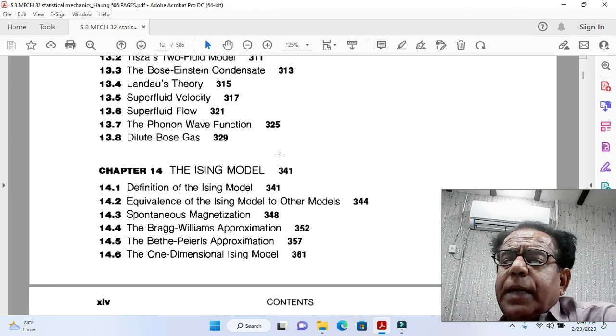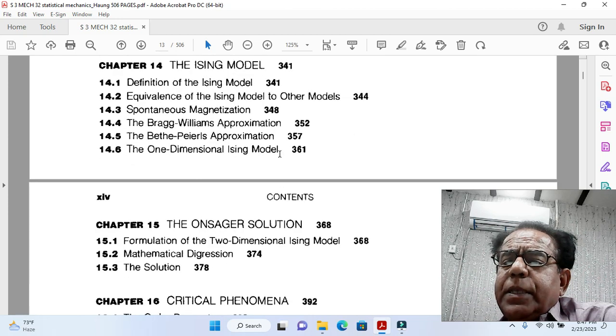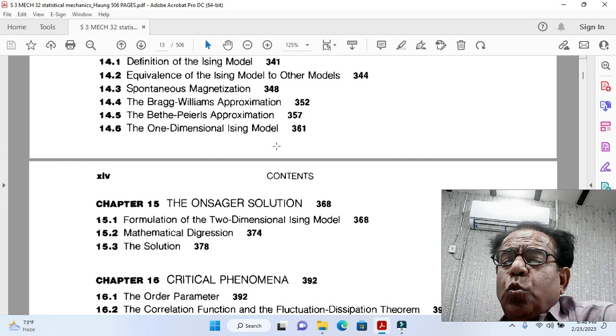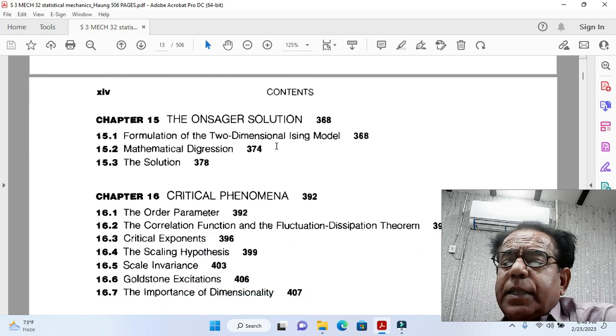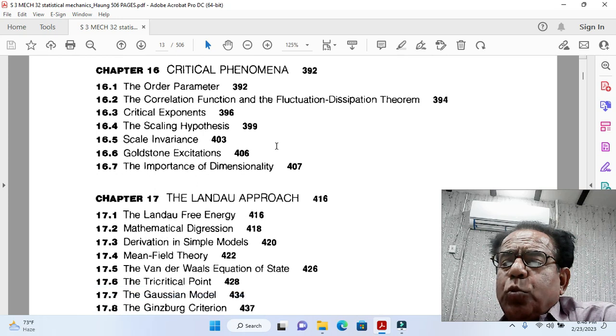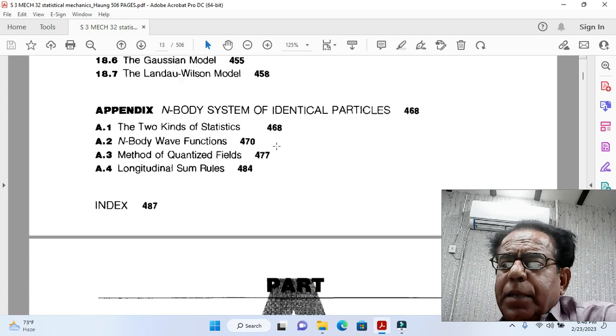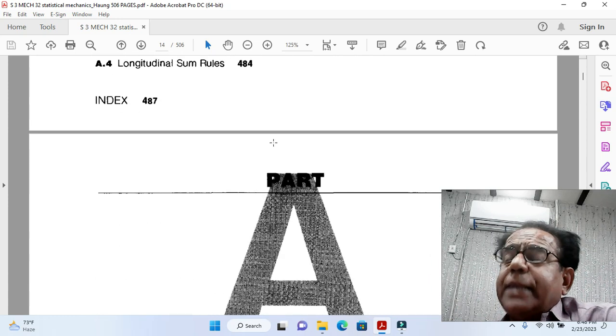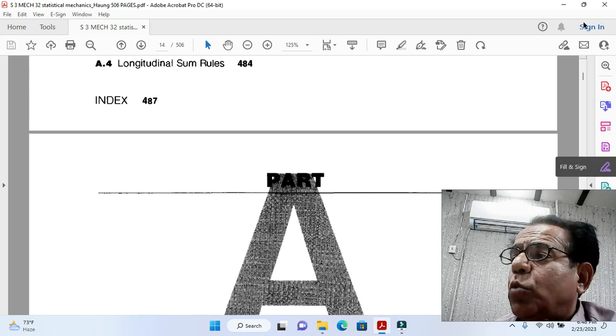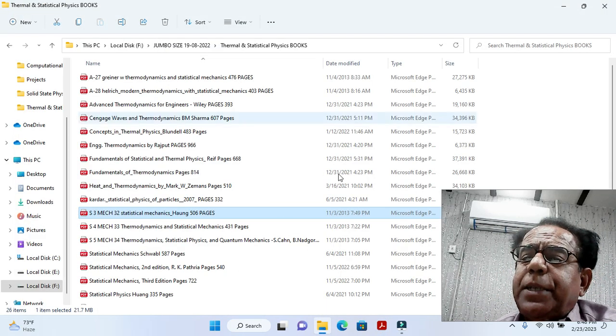superfluids, the Ising model, the Onsager solution. We know nothing about this term. When we come to this topic, then we will be able to know. The Onsager solution, critical phenomena, the Landau approach, renormalization group, then appendix, and then index is given at page number 487.